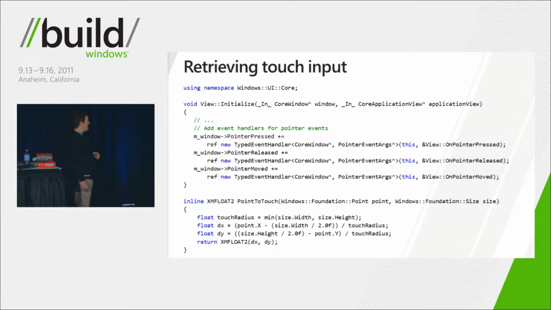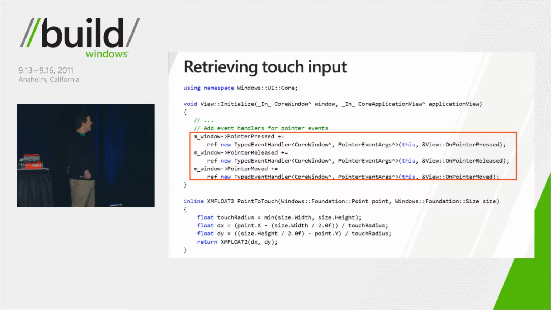Touch input is very easy. I talked about core window. Core window is the object that you add event handlers to. If you haven't seen this in any of the presentations, I'll briefly touch on it. From C++, this is how you hook up event handlers. You use a typed event handler template that hooks to core window.